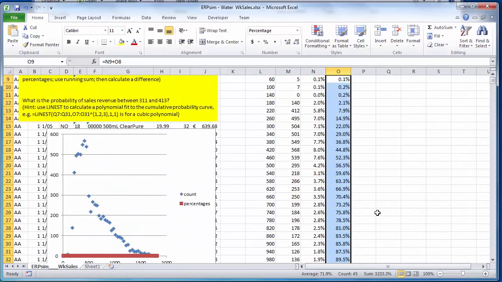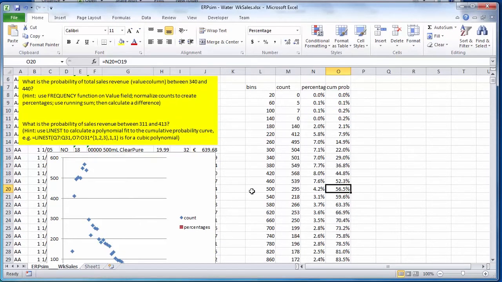So now if I wanted to say what's the probability of getting between 500, here's the 500, it's the revenue, between 500 and 420, well, I would subtract these two. I would subtract 56 minus 44, and that would be about 12%. So that's 12% is the probability of getting between these two revenues.